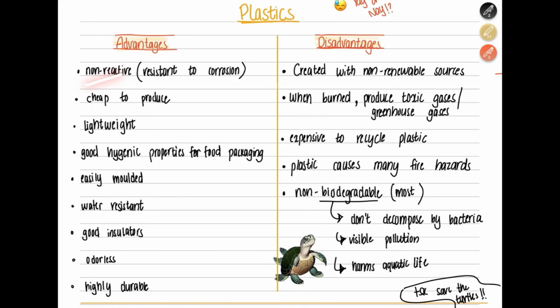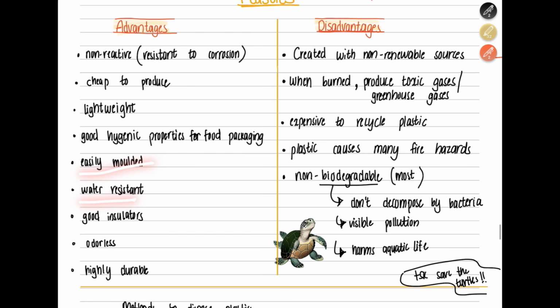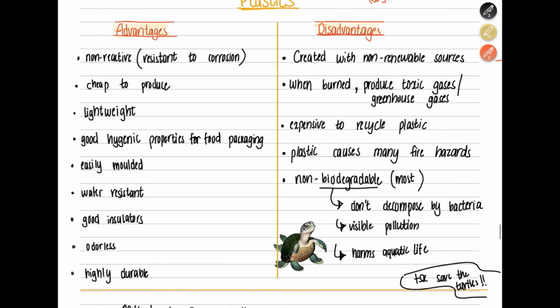The advantages first: it is non-reactive, cheap, lightweight, with good hygiene properties for food packaging. You can have food graded plastic, easily molded, water resistant. It's a good insulator, odorless, and highly durable. On the other hand, it is very bad for the environment. It's created with non-renewable sources. When burned, it produces toxic gas or greenhouse gas.